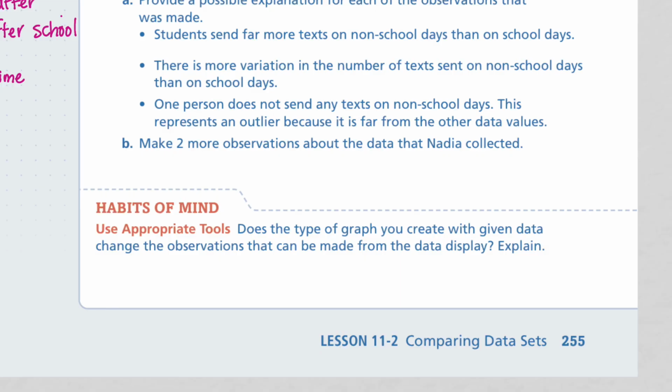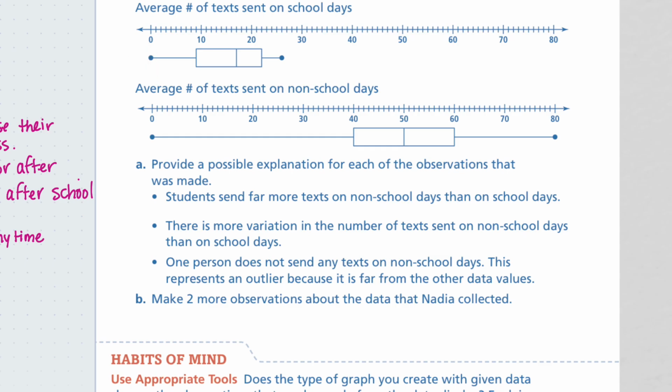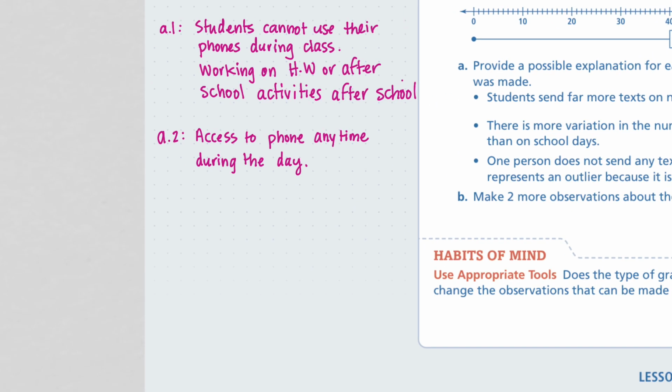Now the last observation says, one person does not send any text on non-school days. This represents an outlier because it is far from the other data values. So what is the possible reason why we have one person not sending any text? They don't have a phone. So I'm just going to put right here A3. Possible explanation: there are students without a phone, or at least one student. There's at least one student without a phone.